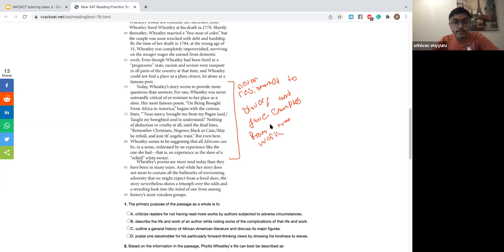Wheatley's poems are more read today than they had been in many years. And while her story does not seem to contain all of the hallmarks of overcoming adversity that we might expect from a freed slave, the story nevertheless shows a triumph over the odds and a revealing look into the mind of one among history's most voiceless groups. This basically is the effect of Wheatley after she died.